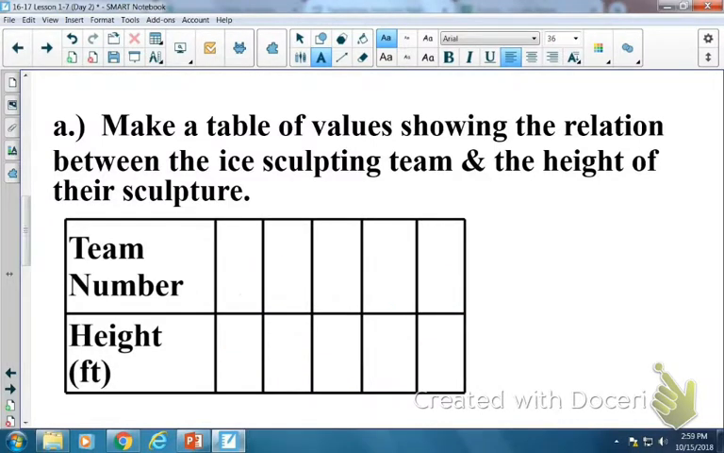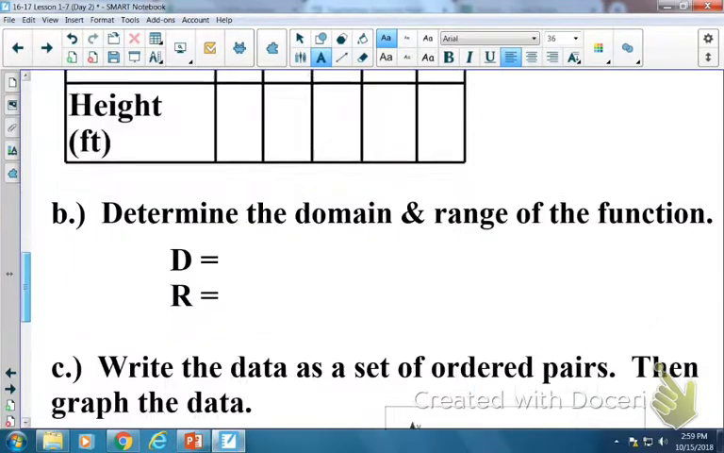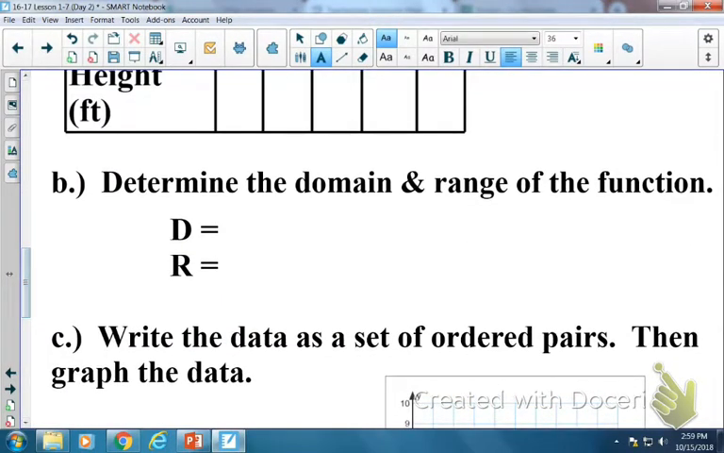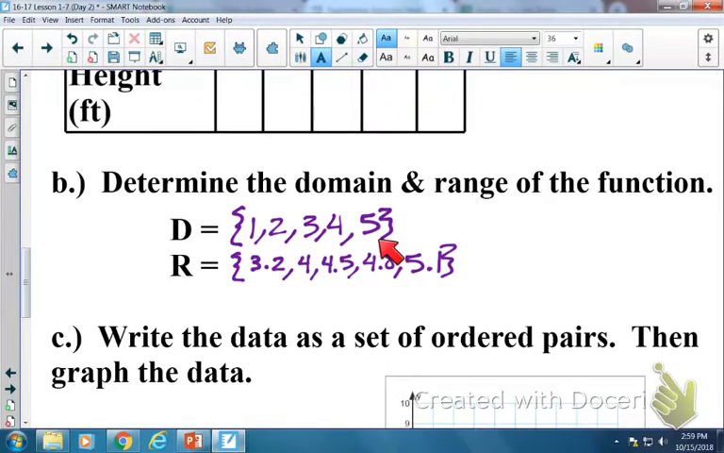So if I look at the domain and range, domain would be all of the team numbers, 1, 2, 3, 4. The range would be all of the heights of the sculptures. And let's put them in order. I just realized I forgot one of the team numbers. Anyway, the ice sculpture team would be in order.